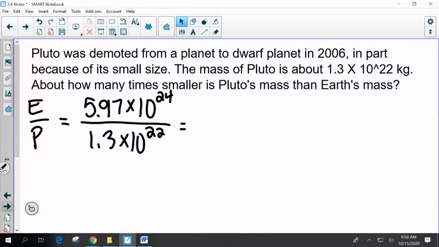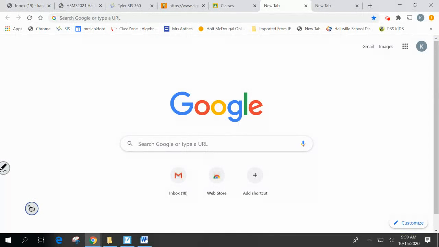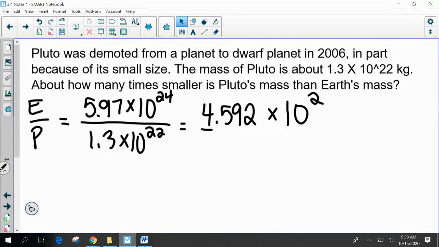That means times. So what is 5.97 divided by 1.3? 4.59230769. Okay, I'm gonna cut it off at 3 decimals. And then I need to do what with my exponents? Subtract. So 10 to the 24 minus 22, 10 to the second. Okay, and then check, is this in proper scientific notation? Yes, there's only one number in front of the decimal, so you are good to go.